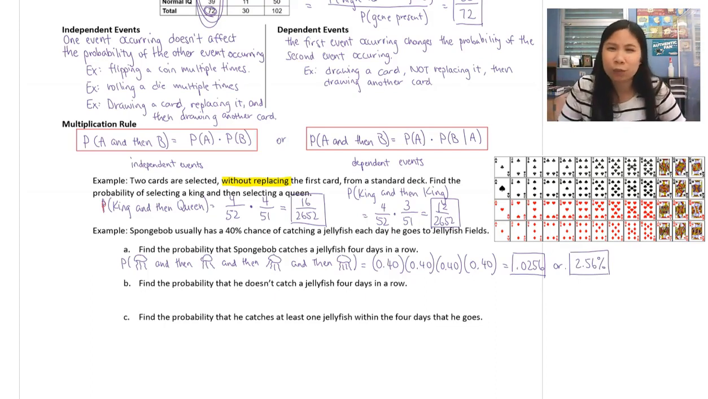Otherwise, 2.56 would not be a probability at all, because remember, probabilities have that rule where it has to be a number between 0 and 1. So 2.56 without the percent sign means that it's not a number between 0 and 1.